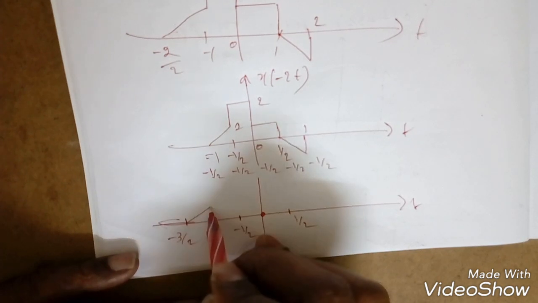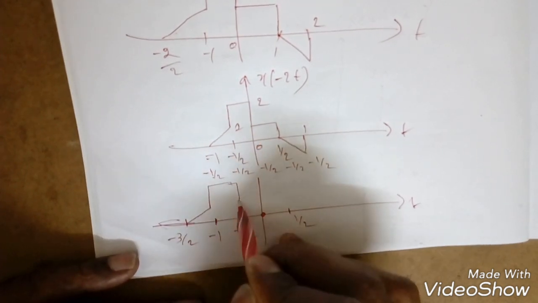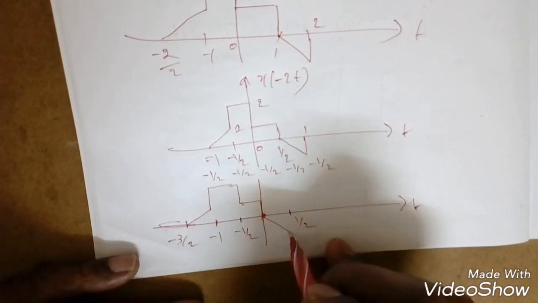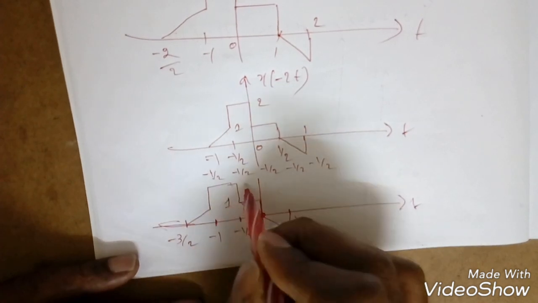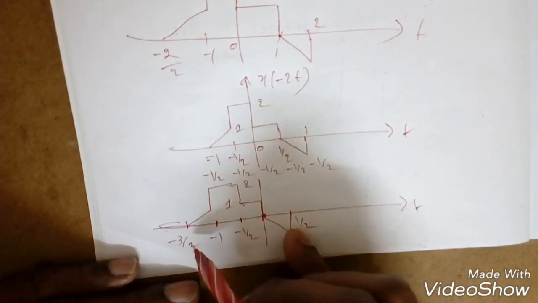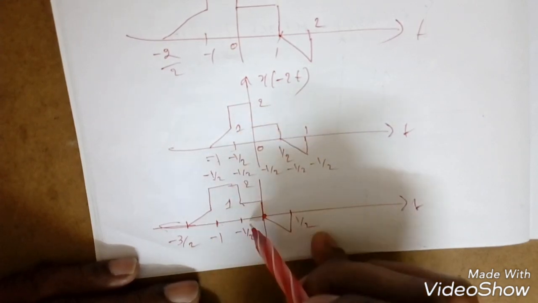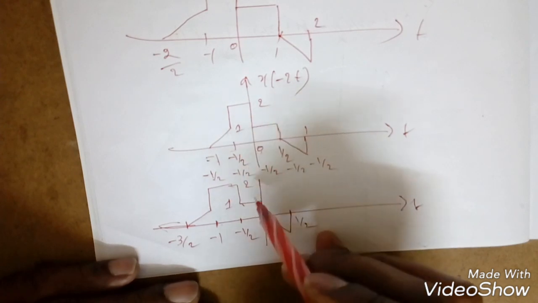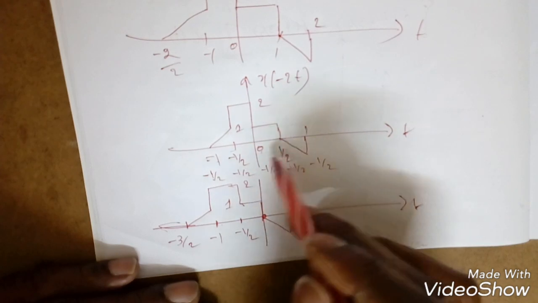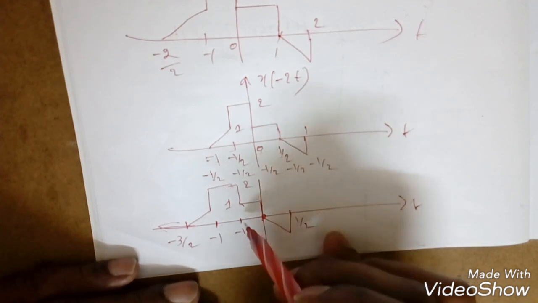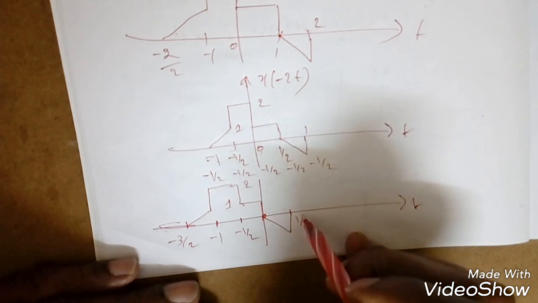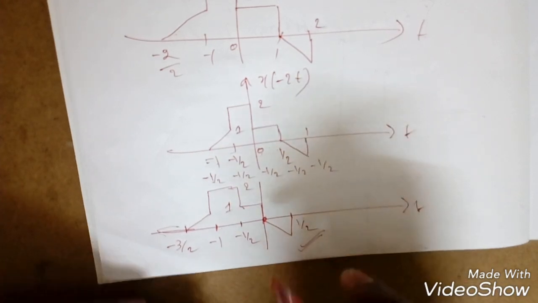So here you will get it like this. That's it. Just half of the left shift. So it will be minus 3 by 2, it will be minus 1, and it will be at 0. So we will get 2 to 1. There is a discontinuity. Then 0 to half will be shifted to minus half to 0. Then 1 by 2 to 1 will become 0 to 1 by 2. So this is the final answer, right?